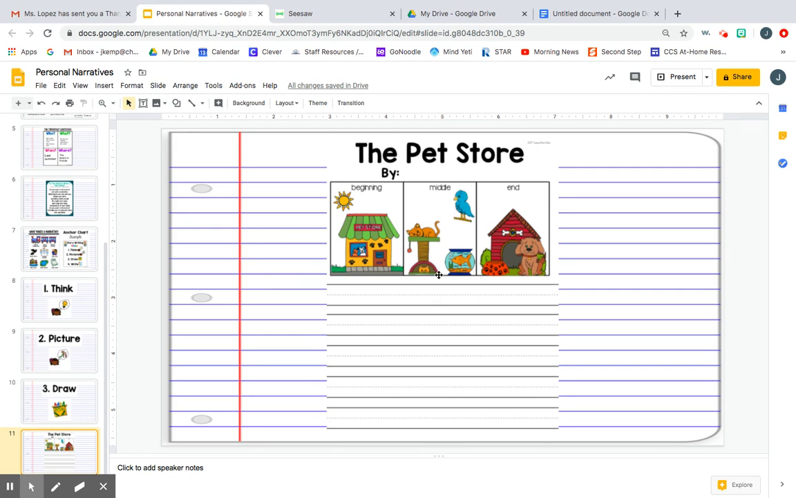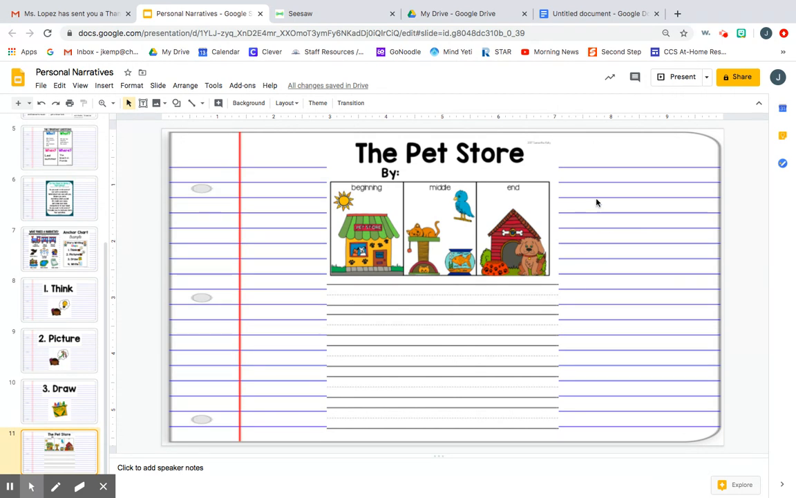Then in the middle, I see a bird and a cat and a fish. And it looks like there's another cat there. So maybe in the middle they were looking for a pet. And then at the end they drew a dog and a house and a bowl. So maybe at the end they chose to get a dog, and they drew a picture of the dog that they bought from the pet store. I'm not totally sure yet, but from those pictures, that's what I think this story is probably about.